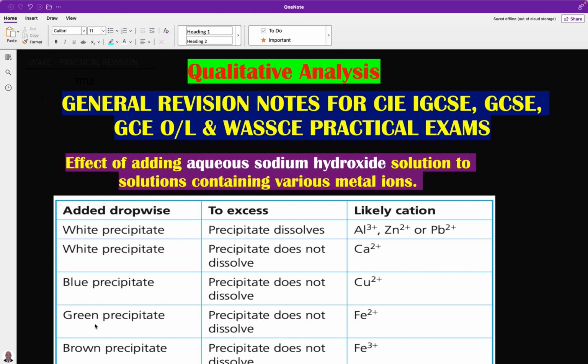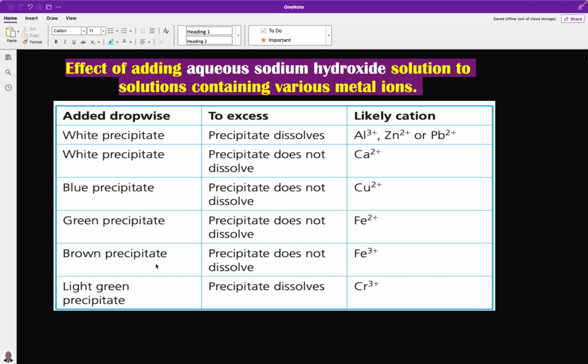The same goes with another solution, that when we add aqueous sodium hydroxide solution, the observation is green precipitate is formed. Then when we add to excess, we realize that the precipitate does not dissolve. Then our inference, or the likely cation present in this salt solution, will be iron 2 ion.